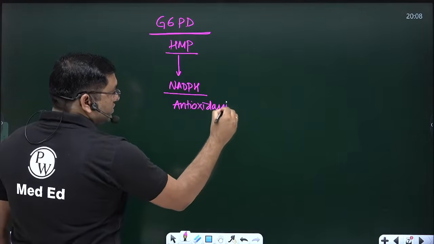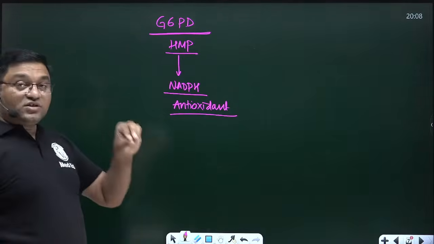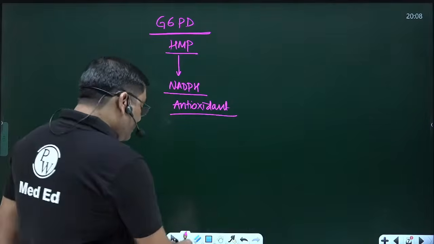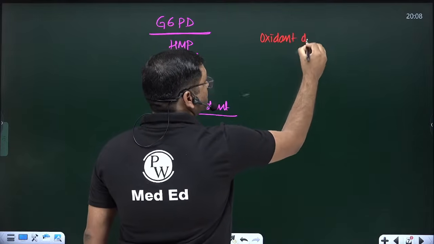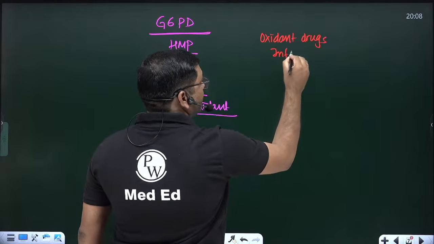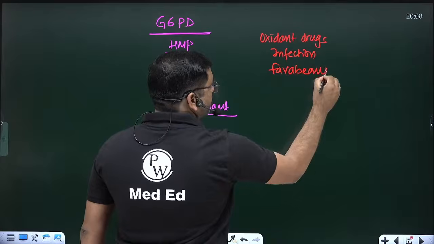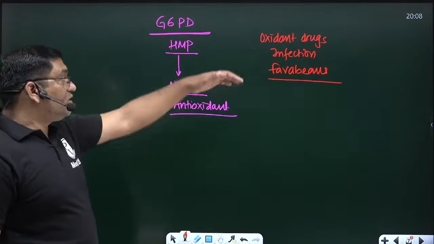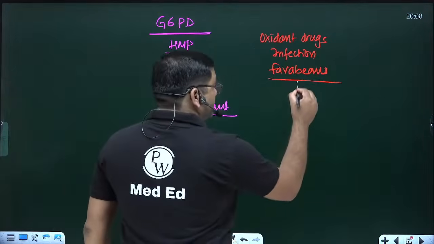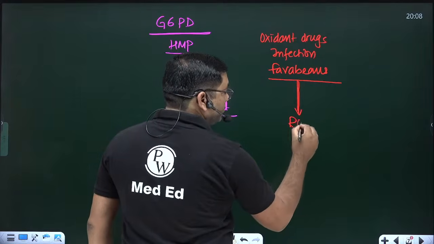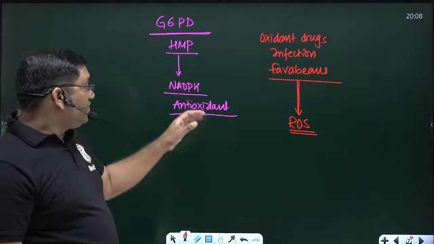So when the person is affected with G6PD deficiency, there is decreased production of NADPH in that patient. But as such, the patient is asymptomatic. But when he is exposed to oxidant drugs or infections, or when he consumes fava beans, that stimulates and accelerates the production of reactive oxygen species or free radicals. And as this pathway is affected here, NADPH production is very low.